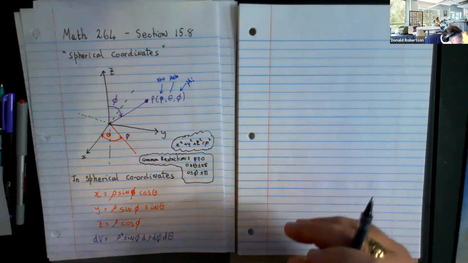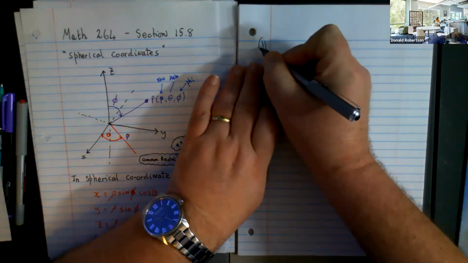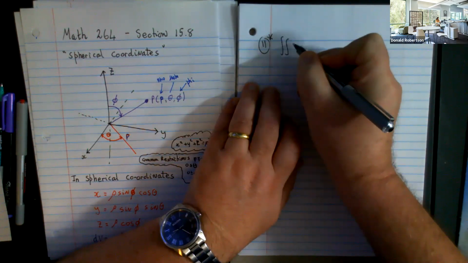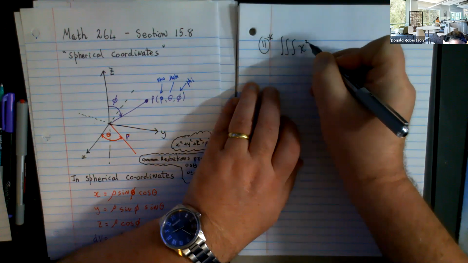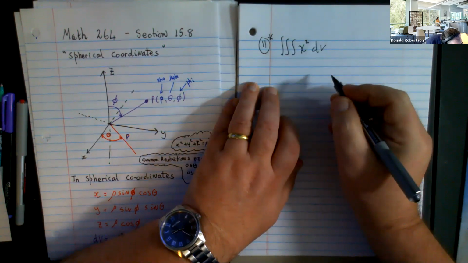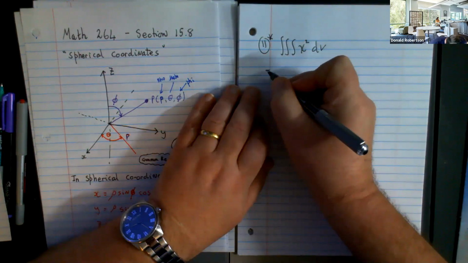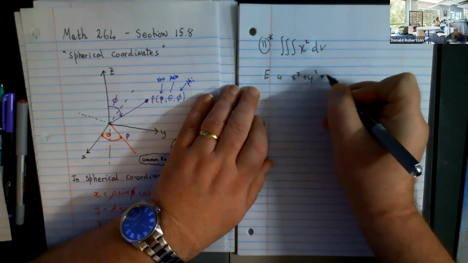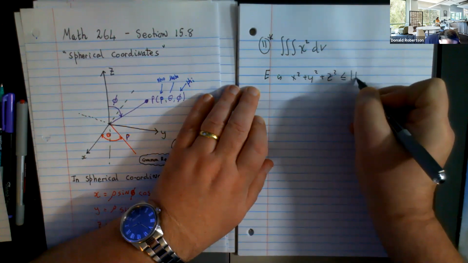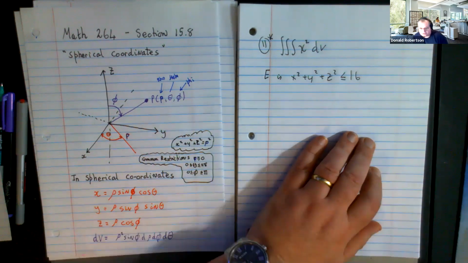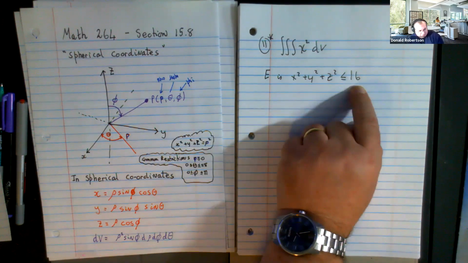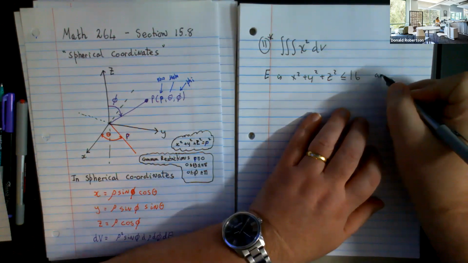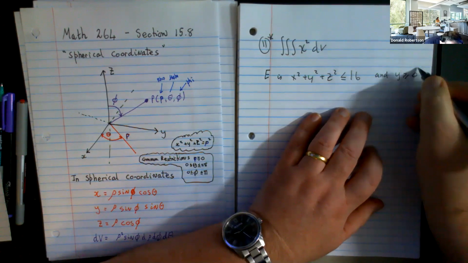Is that one off our list? Triple integral of just x squared. Well, this is a little bit interesting. E is x squared plus y squared plus z squared less than or equal to 16, which is basically just telling you it's a sphere of radius 4 and everything inside it, which is fine.